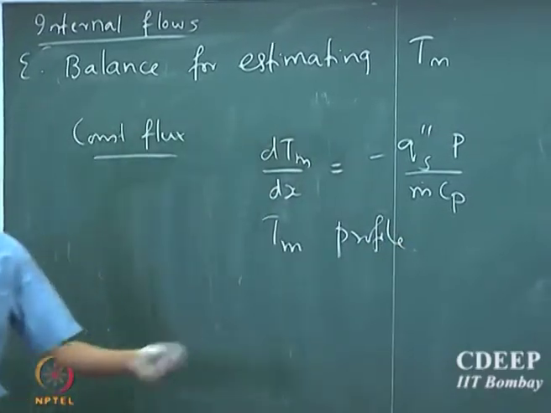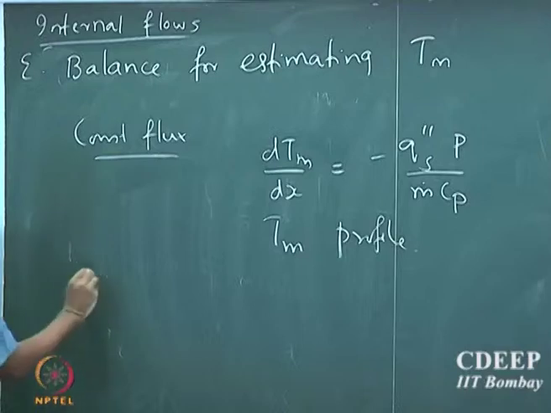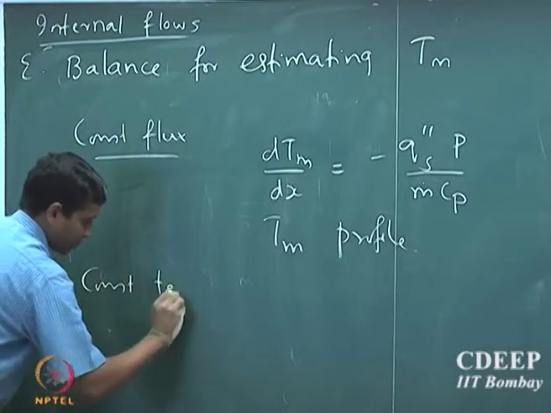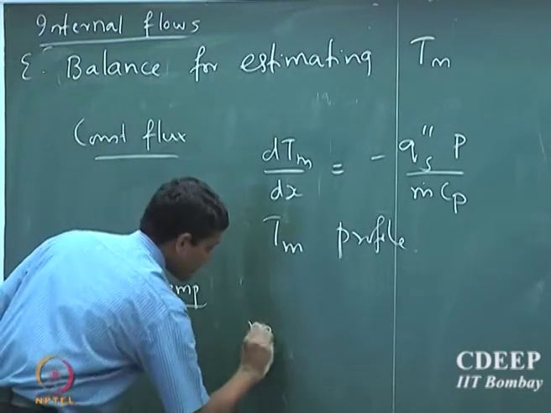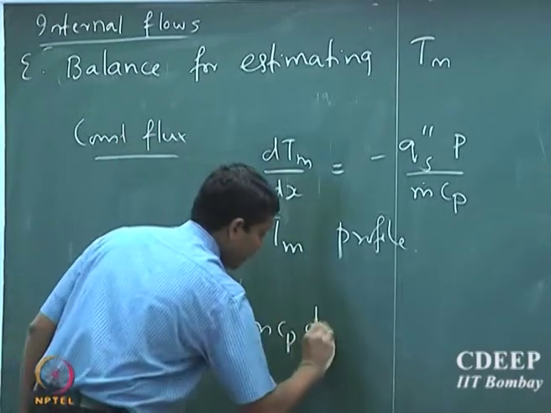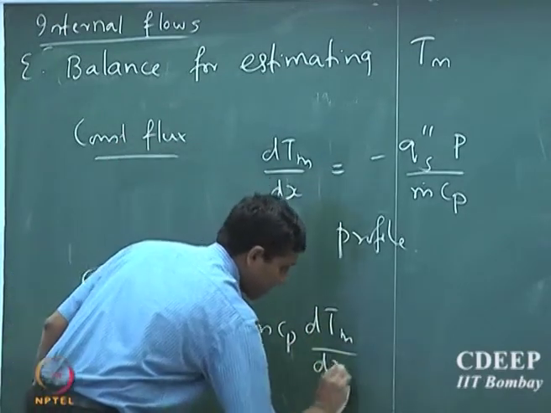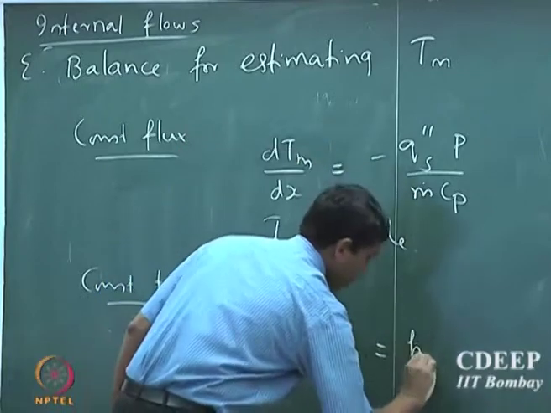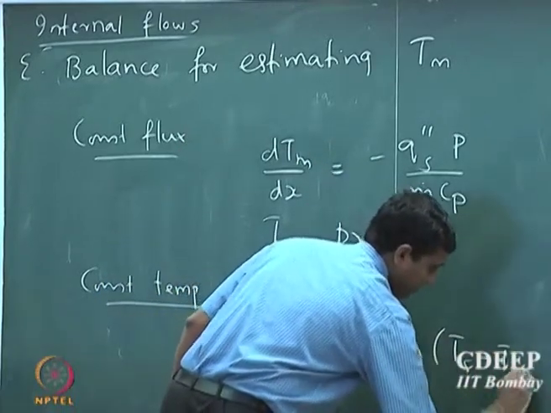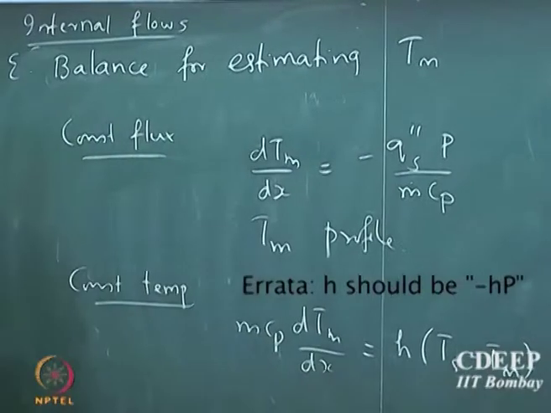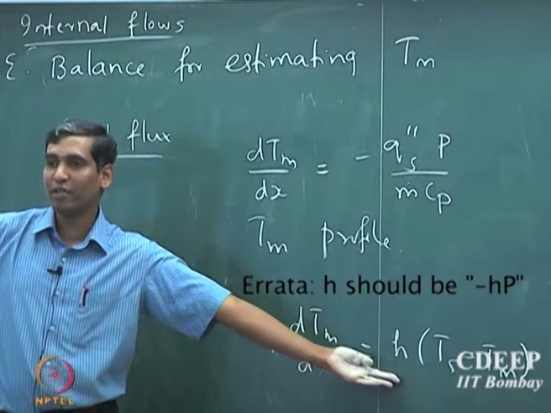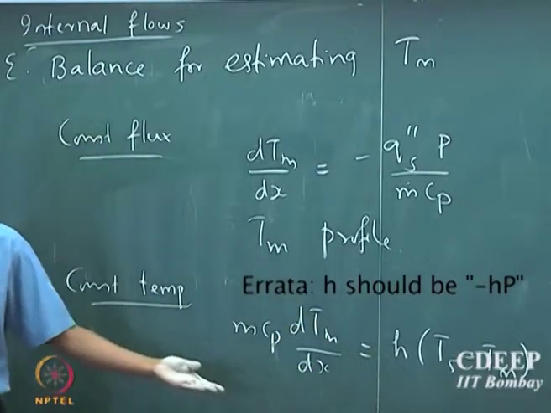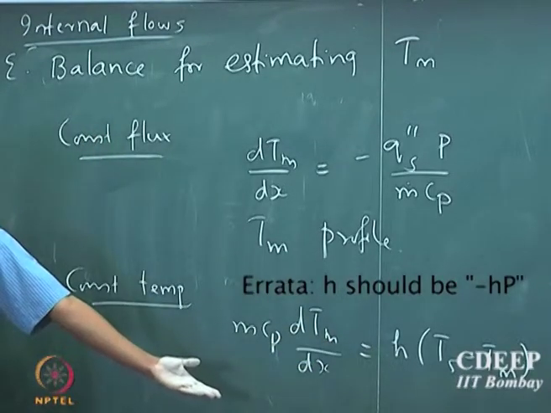Obviously it's linear, you can see that. Now if it's a constant temperature, the constant temperature case, I could still solve this equation. So it will be m dot Cp into dTm by dx equal to heat transport coefficient into Ts minus Tm. So now here the mixing cup temperature is going to be a function of the heat transport coefficient. What will be the mixing cup temperature profile?